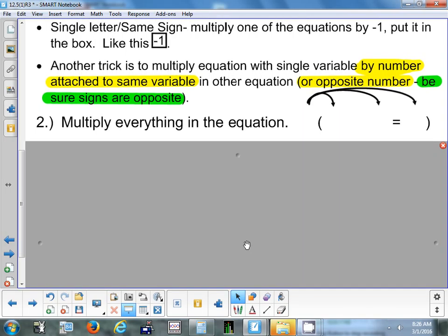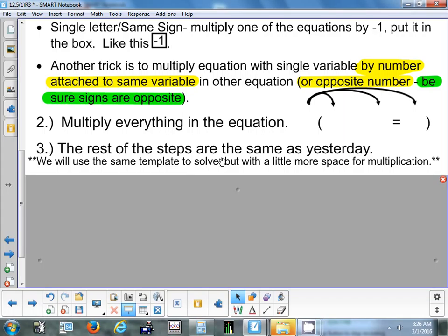Most kids do okay with the x and the y, but like I said, sometimes they'll forget to multiply the number after the equal sign. So I want you to multiply everything in the equation. And the last step, the rest of the steps are going to be the same as yesterday. You'll multiply, get everything in that middle box, do all your math, divide at the end, and you'll get x or y equal to something. Once you have x or y equal to something, you plug it back into the original equation and solve for the other variable, just like we did yesterday. Those steps are the same.